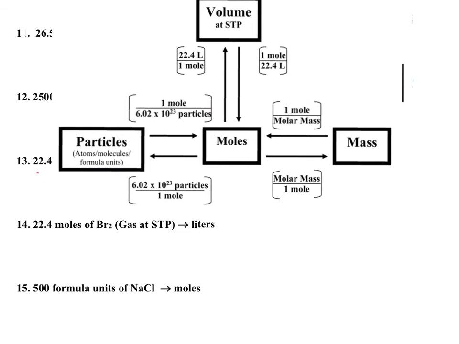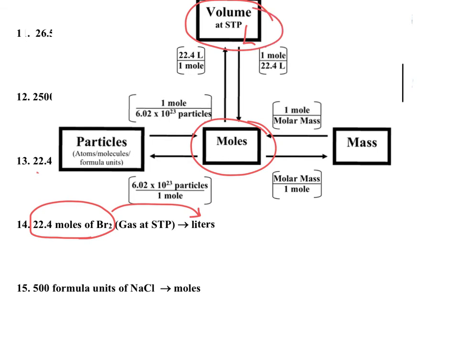We have 22.4 moles of bromine to start for number 14. So we're going to start at Mole Island. We want to convert that to liters. We know liters is the amount of space something takes up, so we're going to Volume Island. To go from moles to liters, we're going to have to use our conversion factor on the left-hand side. So I'm going to start with 22.4 moles. And at first, some of you might think, whoa, are we going to end up with 1 again? This is very similar to the last problem. But nope.